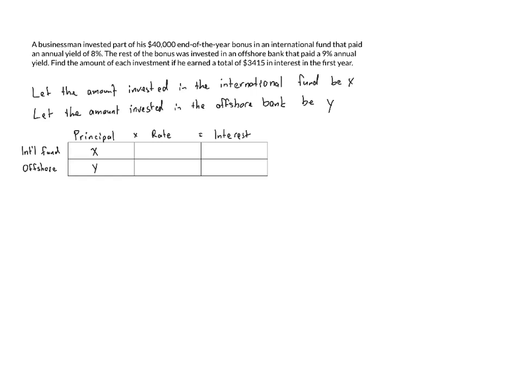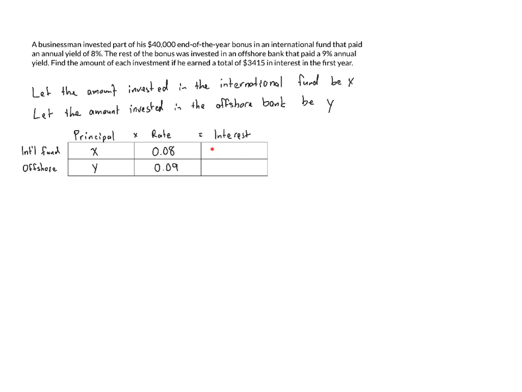Now let's move on to the rates. What's the rate for the international fund? Well, we're told that that had an annual yield of 8%, and 8% as a decimal is 0.08. So that rate is going to be 0.08. For the offshore bank, that was a 9% annual yield, and as a decimal, we express that as 0.09.